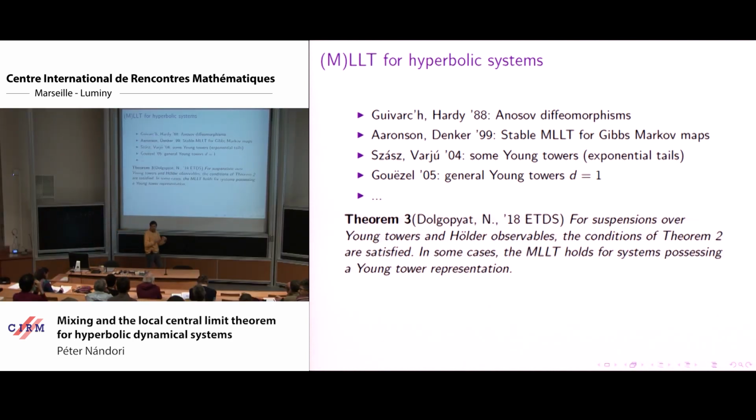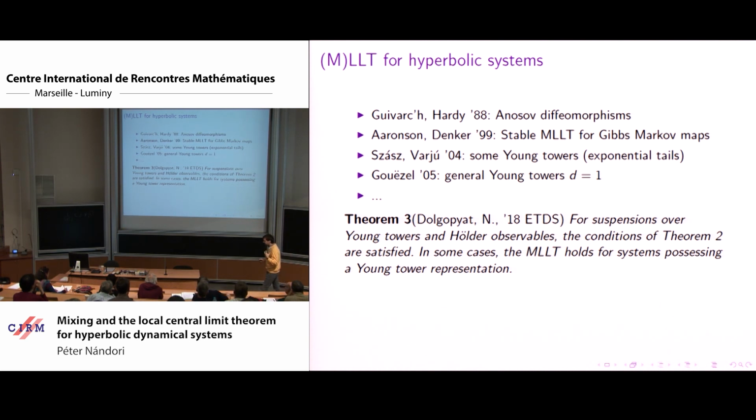Okay, we have these kind of results in the base. So, could we use some of these to infer MLLT for suspension flows? Okay, and we kind of can, but it gets a little bit technical. So, maybe please allow me 3 minutes to talk to experts. So what we do is that we consider a suspension flow over a Young tower and Hölder observables, and I claim that the conditions of Theorem 2 are satisfied.